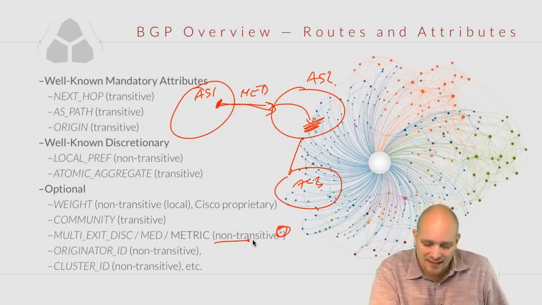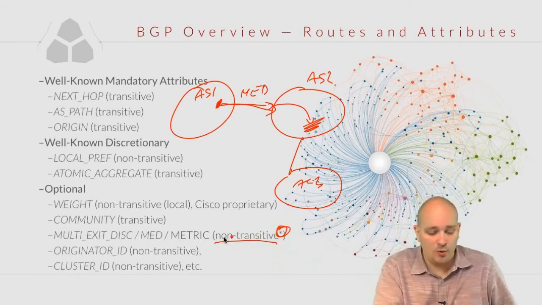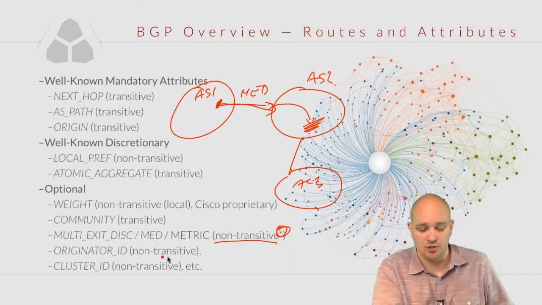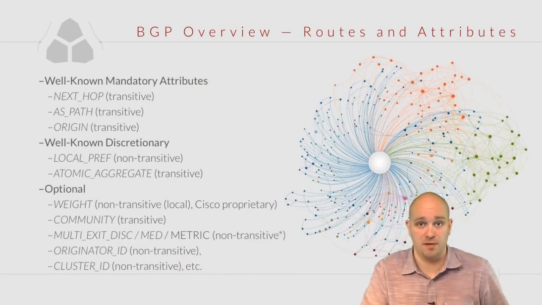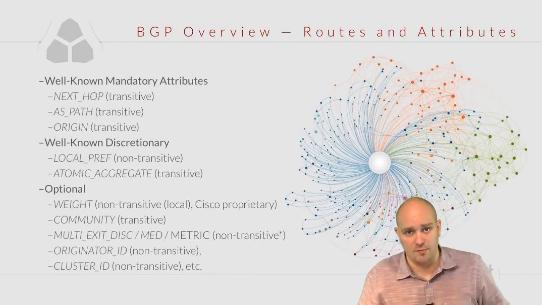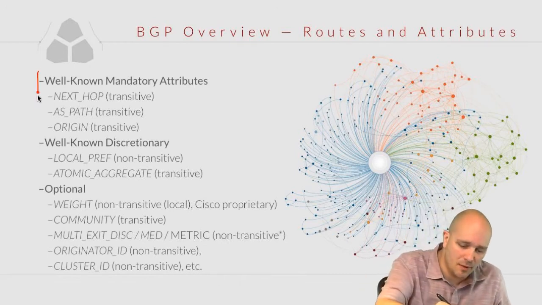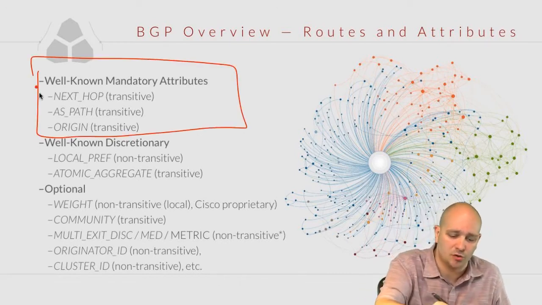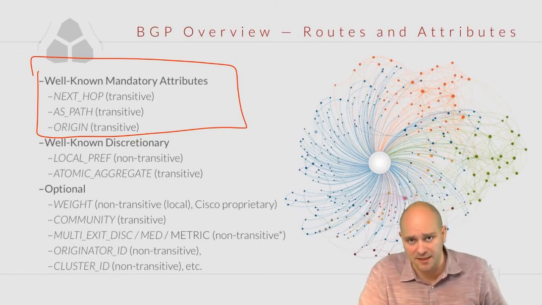So this one is, technically speaking, non-transitive, but it does have this special behavior. Then we have the originator ID, which is non-transitive, the cluster ID non-transitive, and so on. There are many different BGP attributes, but these are some of the most common and most important ones. If you cannot remember all of these right now, and you may be struggling with this, just remember the 3 mandatory ones. These will always be on every single BGP update.